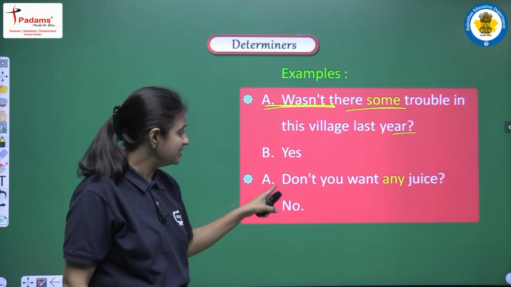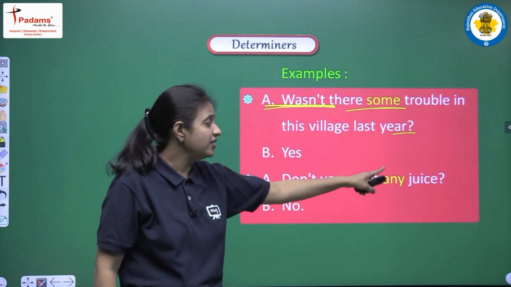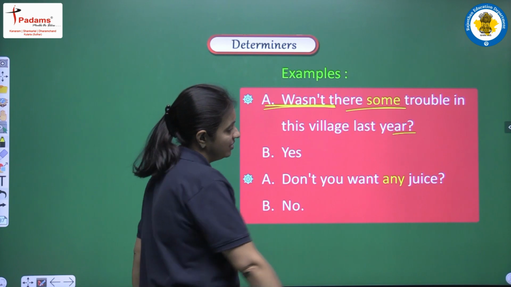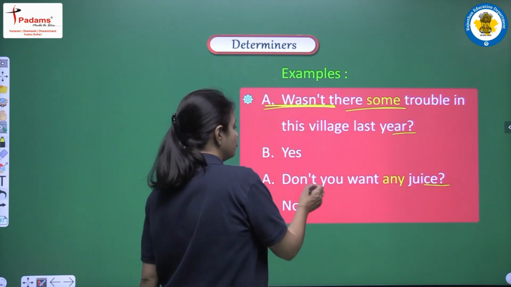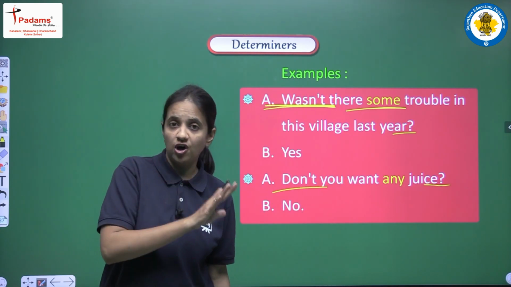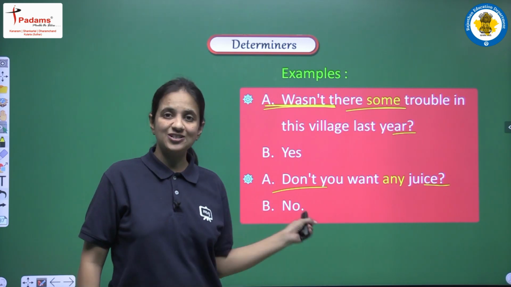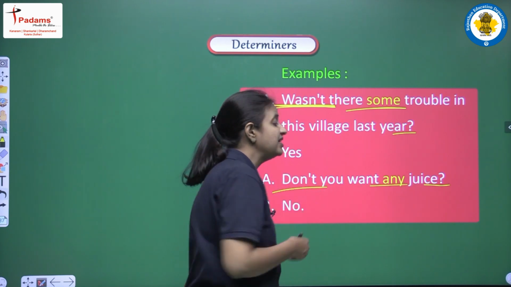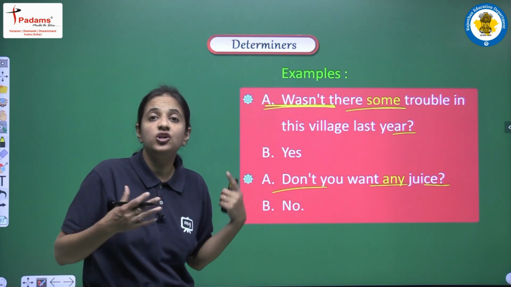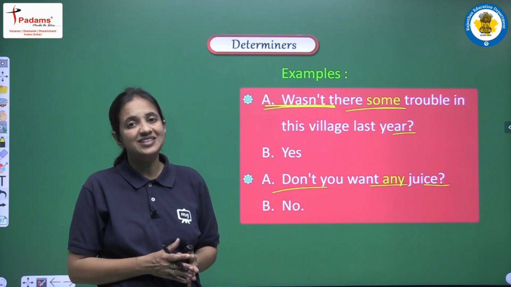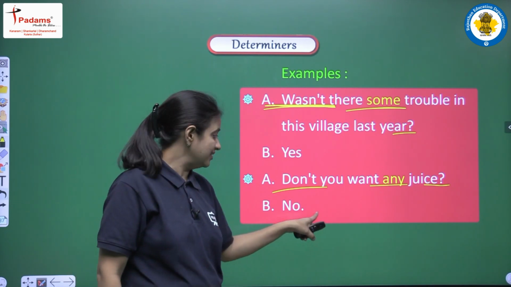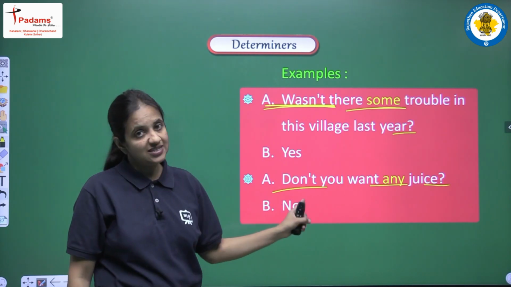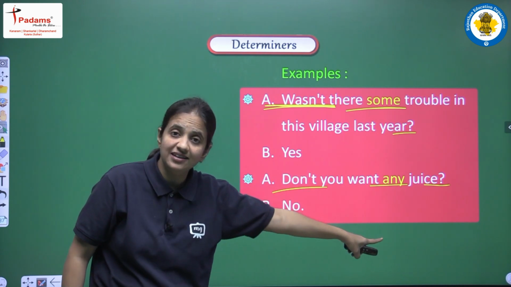But in the second example we are having, don't you want any juice? So again we are having a question mark at the end of the sentence. We are having don't, which means do not, so we are having not also. So this is also the example of negative interrogative structure. But here we are having any, because here the speaker knew, he was very much aware, that he will get the answer in no. So this is the reason he is using any here.